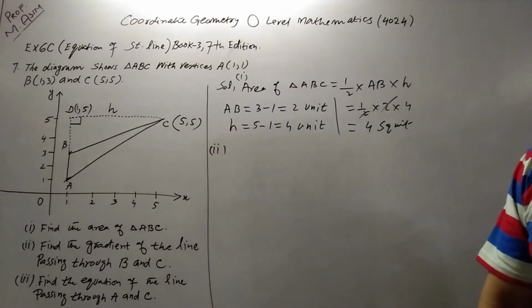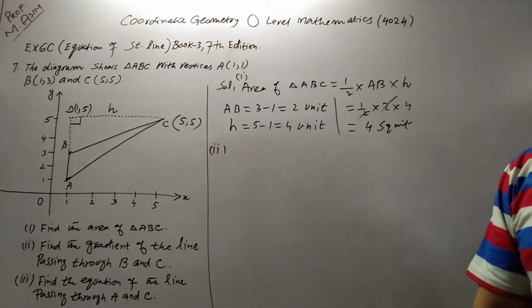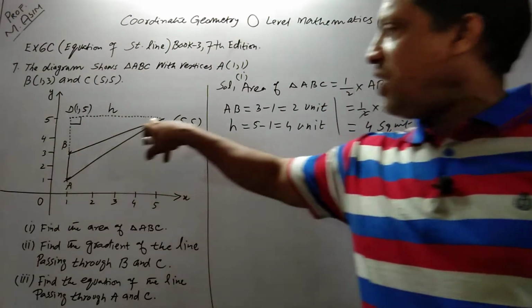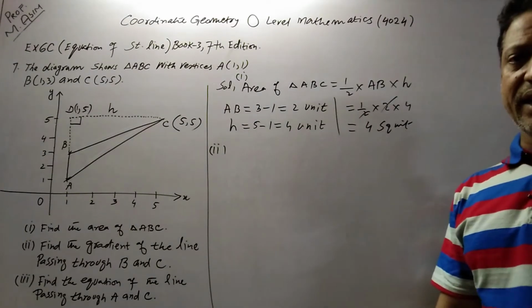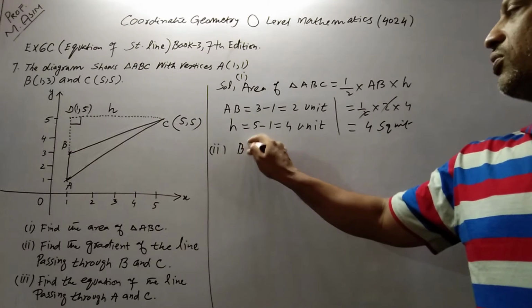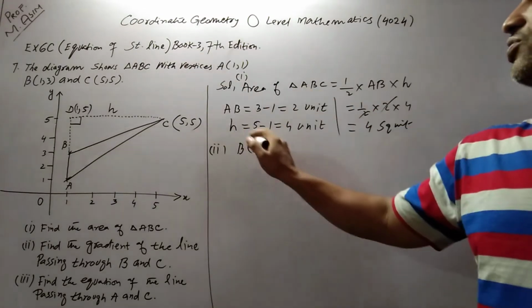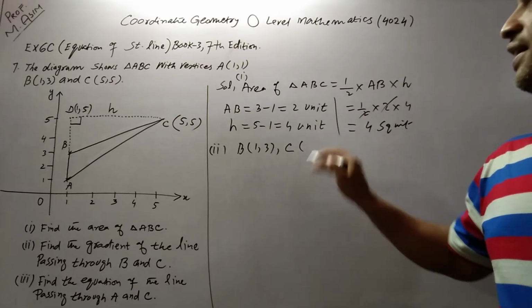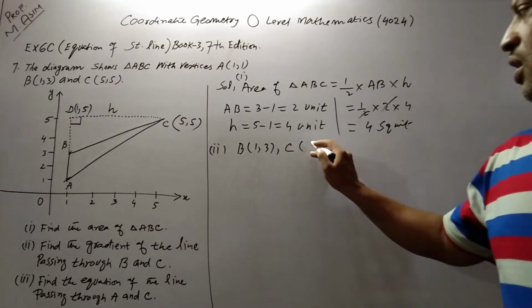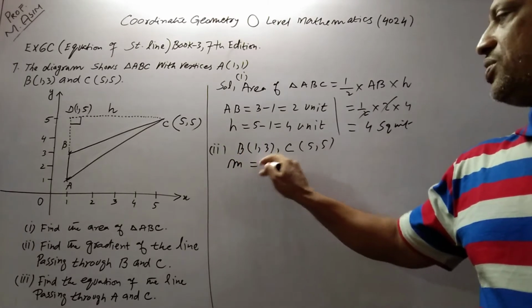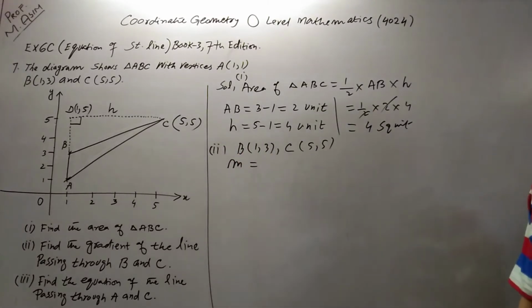Find the gradient of the line passing through B and C. We have to find the gradient of this line BC. In order to find the gradient, we should have the coordinates of both points. What are the coordinates of B given in the question? 1, 3. What are the coordinates of C given in the question? 5, 5. How to find the gradient of BC? It's very easy. What is the formula of gradient?